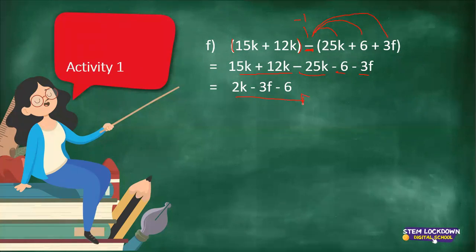How do you get this answer? The K's are like terms, so add the like terms together. 15K plus 12K is 27K. Subtract 25K, the answer is 2K. And then there's only one F, so it's -3F.